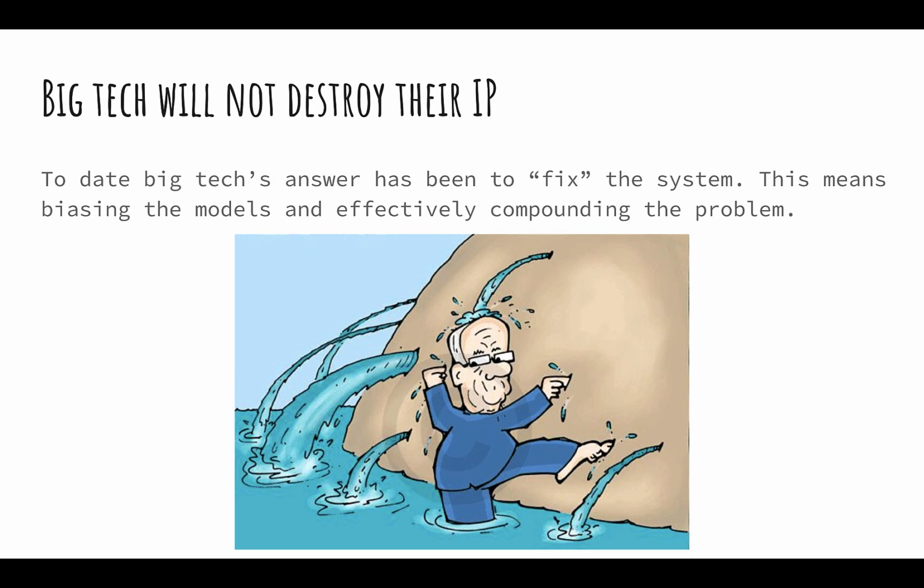And I think this is important because you have to ask yourself, is big tech going to destroy their own IP? If it turns out that this is not the way we should be doing things, how's big tech going to change itself? Well, to date, they've sort of, air quotes, attempted to fix the system, but by fixing the system, they're biasing their models and effectively compounding the problem.